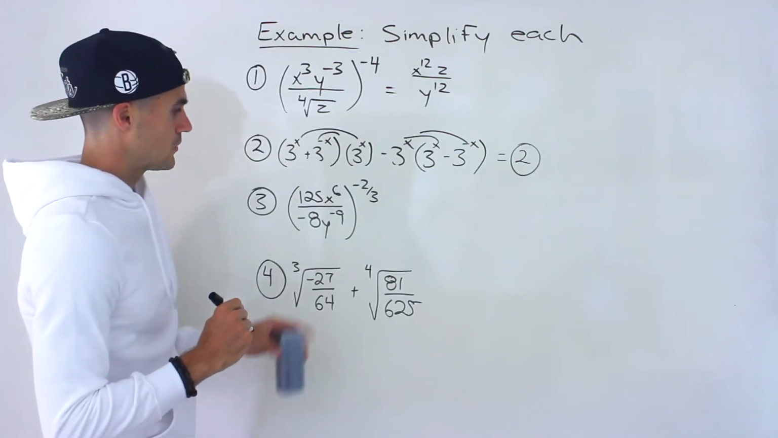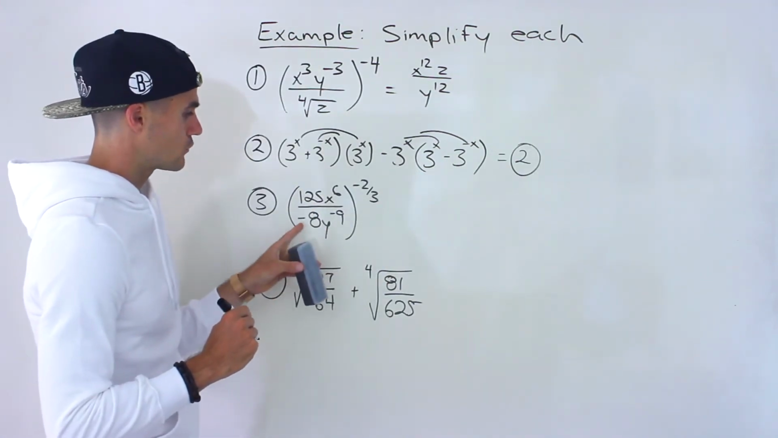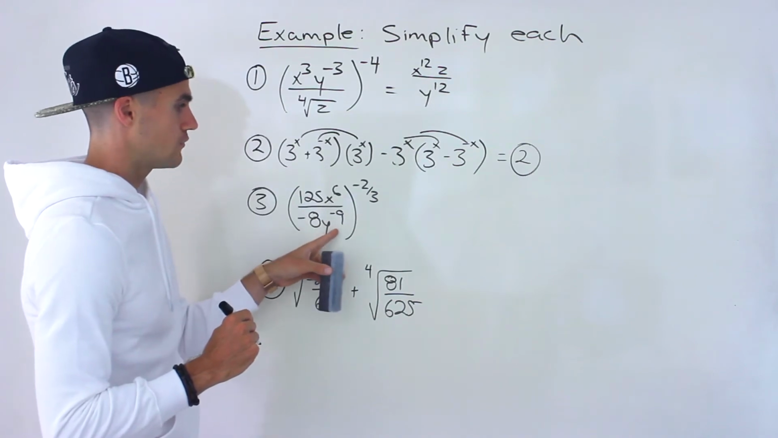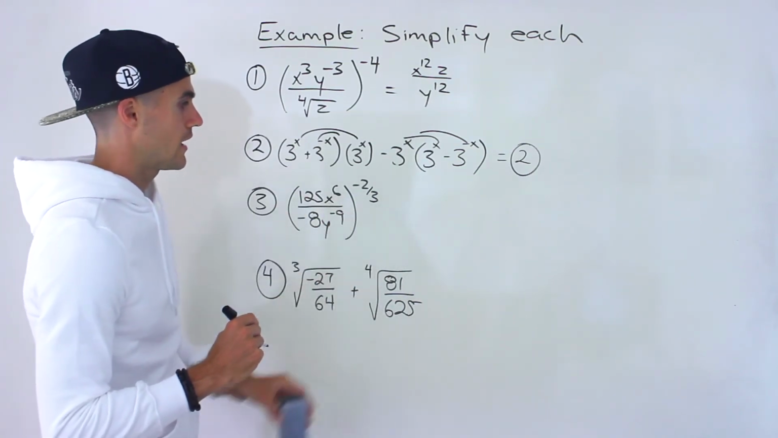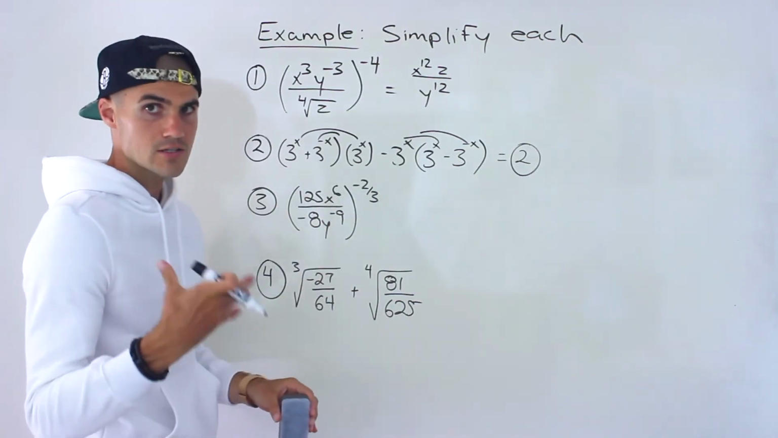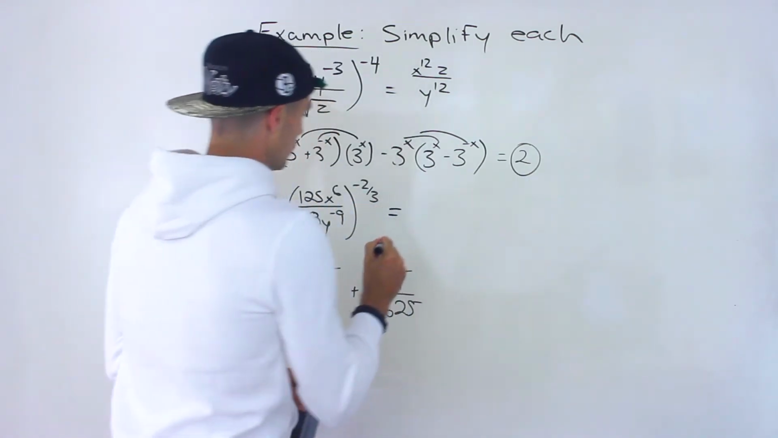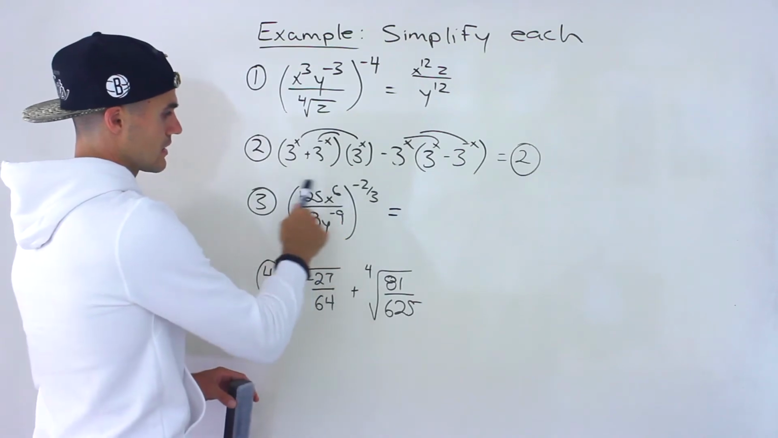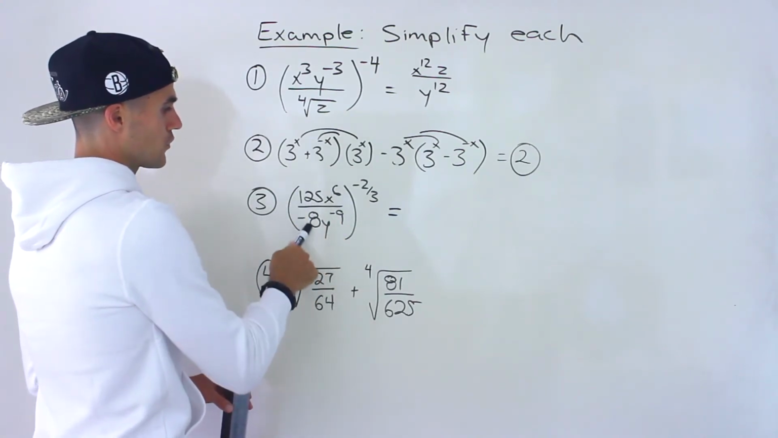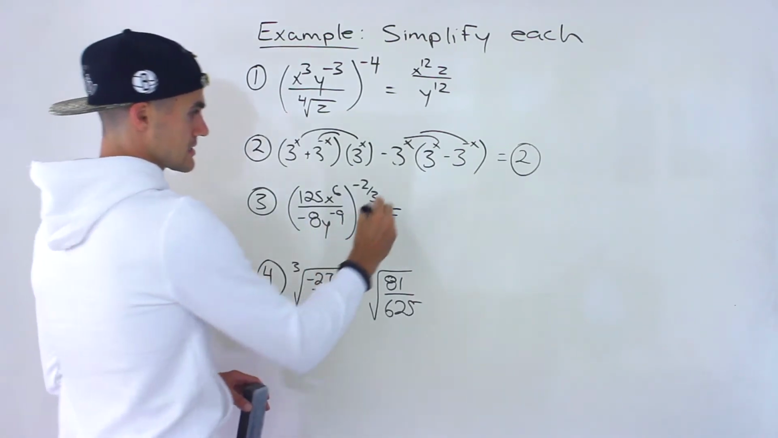Moving on to number 3, we got 125x to the 6 all over negative 8 y to the negative 9, and then that's all to the power of negative 2 over 3. So as usual, before dealing with that outside exponent, I'm going to see if we could simplify this inside term. Now 125 over 8, that doesn't simplify.